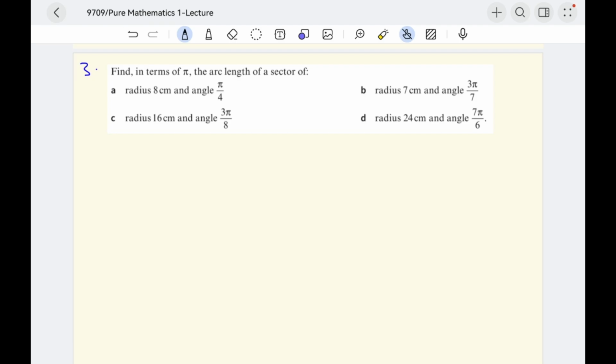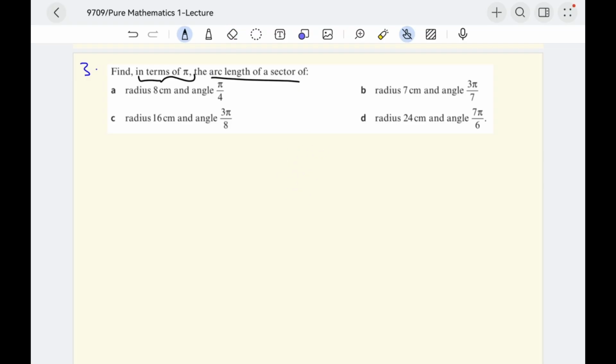Okay, let's move on to the next question, which is question 3. This question is also from the Coursebook. Find, in terms of pi, the arc length of the sector. In terms of pi gives us a prompt that you need to leave your answer in the exact form with the term pi. Let's say your answer is a pi, where a can be an integer or other forms, but it can't be a decimal. So this is the prompt for you.